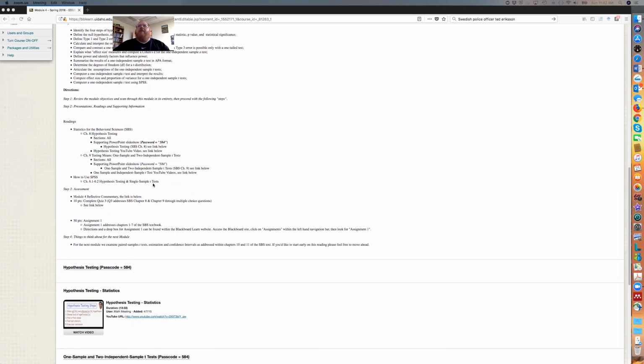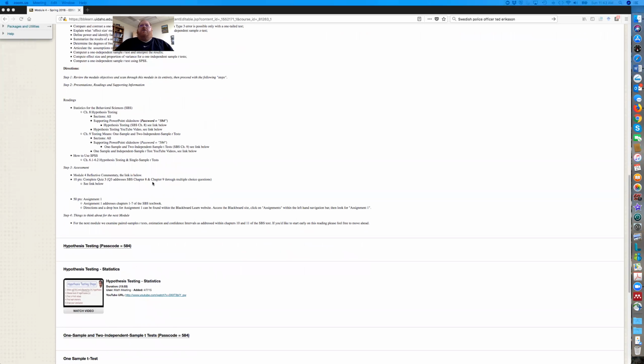Second part is Chapter 9, testing means, one sample and two independent sample t-tests. And we'll have you read the whole chapter. A supporting PowerPoint video is provided, and there's a YouTube video that you can use as a complement to the readings. In the book, How to Use SPSS, please read 6.1 and 6.2, which covers hypothesis testing and single sample t-tests.